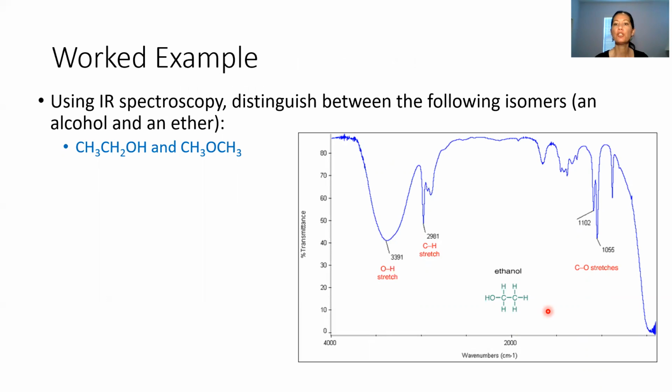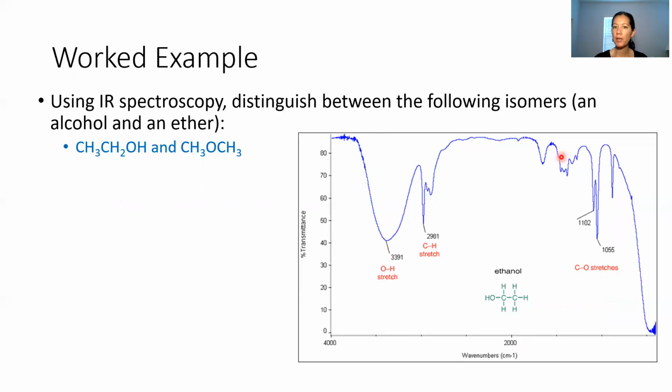Here's something you might have to do. How would you distinguish between the following isomers? You have an alcohol and an ether. So look at those formulas. You have an OH in the alcohol, but you don't have an OH in the ether. You only have a C-O bond. So both have C-O bonds. So the key distinguishing feature is the OH. You're going to look for that. It's going to be strong and broad in the 3300 region.